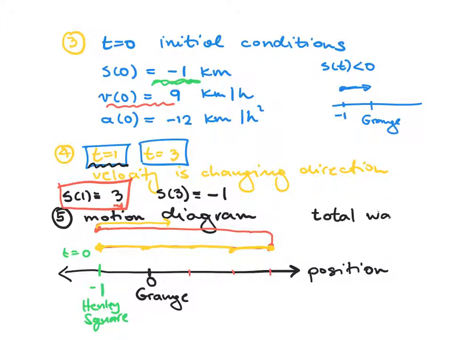Total walk is equal to, so we said 4, and then I change direction from here, and then walk back to Henley Square. That is plus 4 units. So it does look like 8 kilometers. 8 kilometers in how much time did we say? It was in the first 3 hours. So in 3 hours. Wow, okay, in 3 hours.